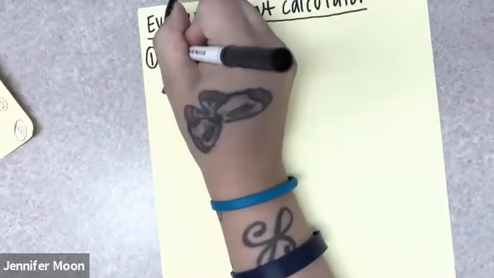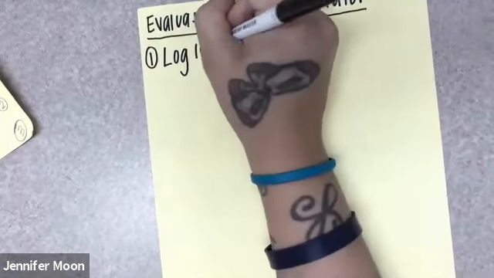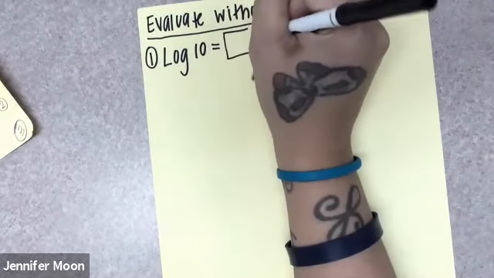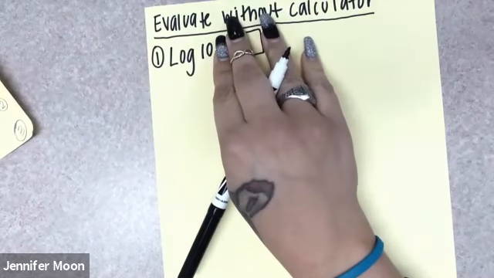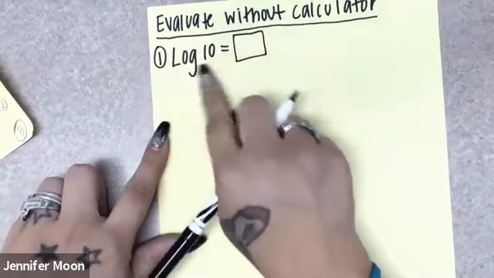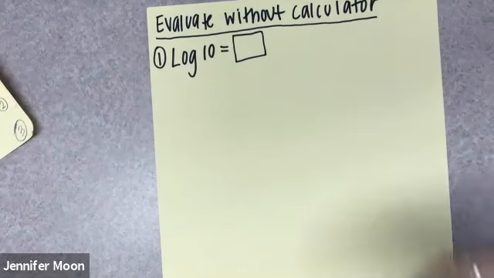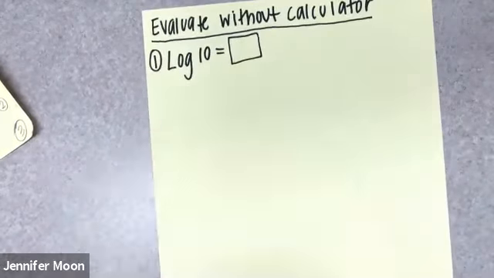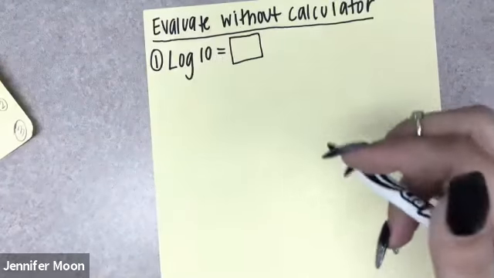So for this one right here, what I have is log 10. This is what it tells me to evaluate without a calculator. Even if it doesn't have an equal sign, if it just says log 10, like on the quiz, I don't put an equal sign. This is what you're evaluating. So of course it's going to equal something, right? Without a calculator, this is already in common log form. And I know that the base is 10.